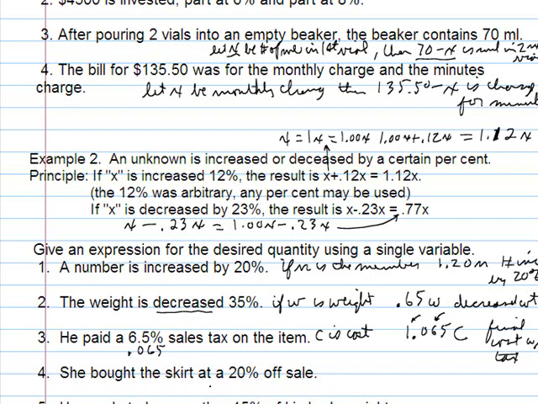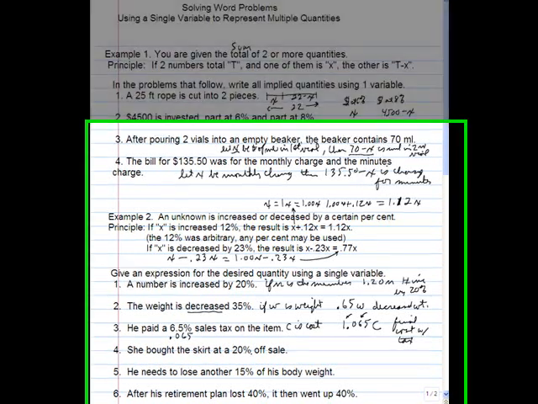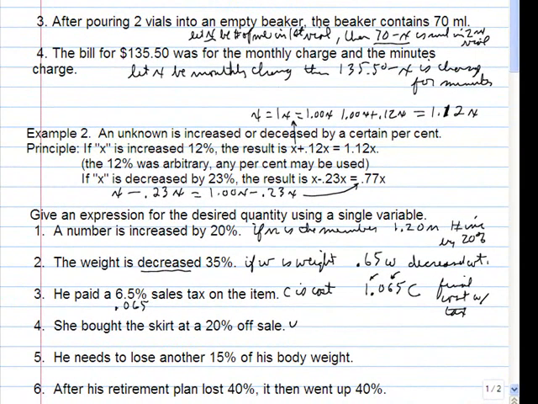She bought the skirt at a 20% off sale. If you save 20%, you pay 80%. So if P was the original price, then the discount price is just saving 20%, so you're paying 80% of P.